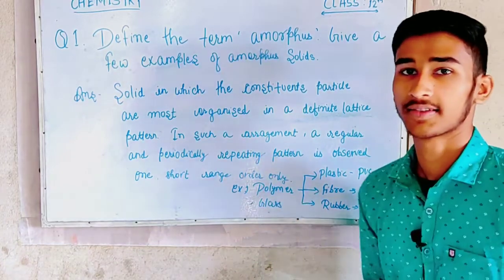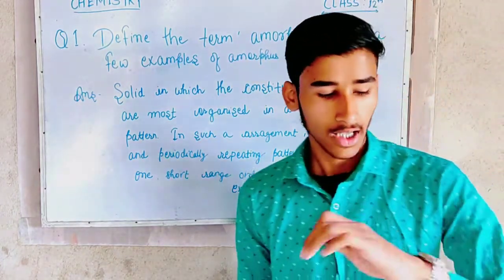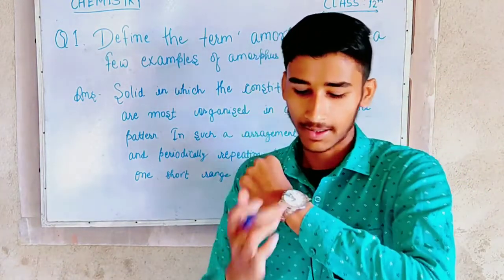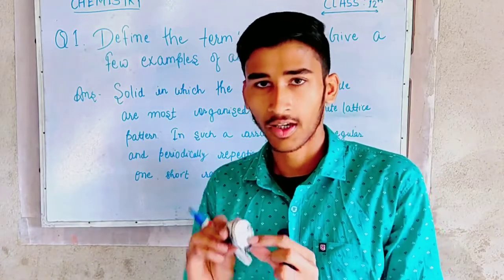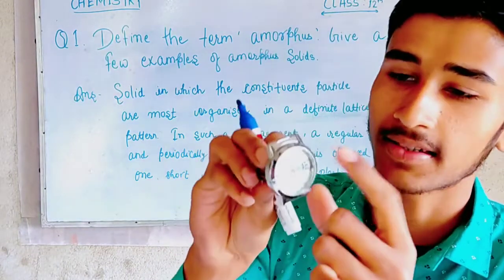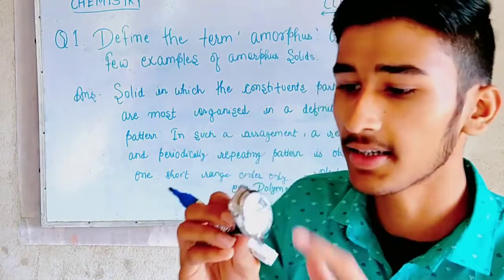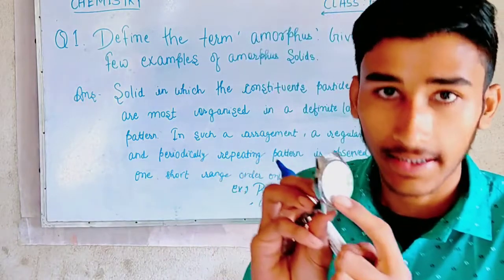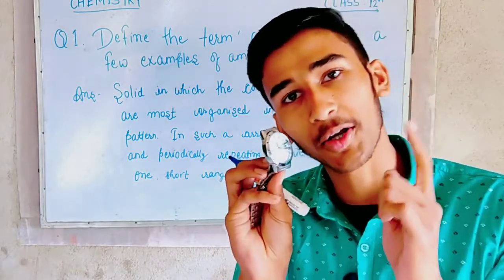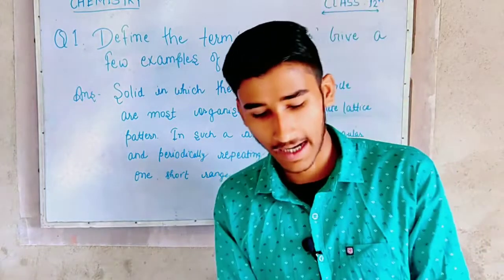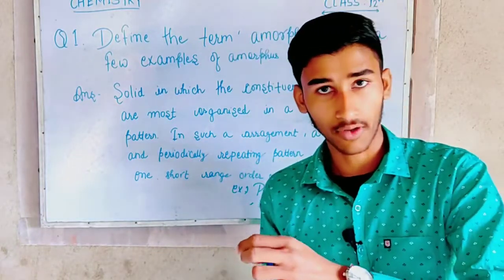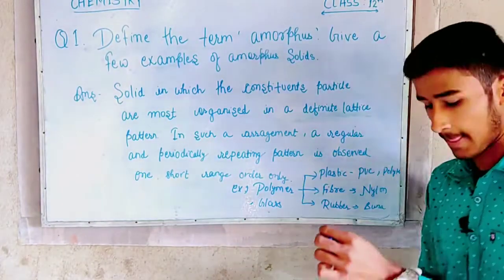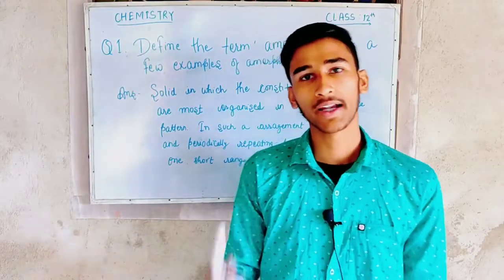We all know what glass is, the thing we use. By the way, most people do not know what quartz is. You can see in my watch, this looks like glass, but it's not a glass, it's quartz. Quartz is not amorphous, it's crystalline. It is made up of quartz, so I hope you understand that this is not a glass. Glass is amorphous and quartz is crystalline. So let's write it down in your copy and move ahead to the next question.